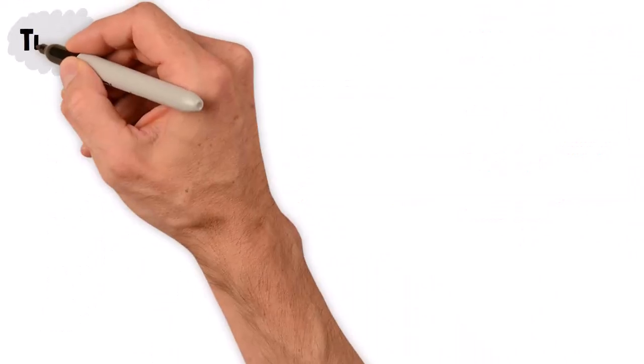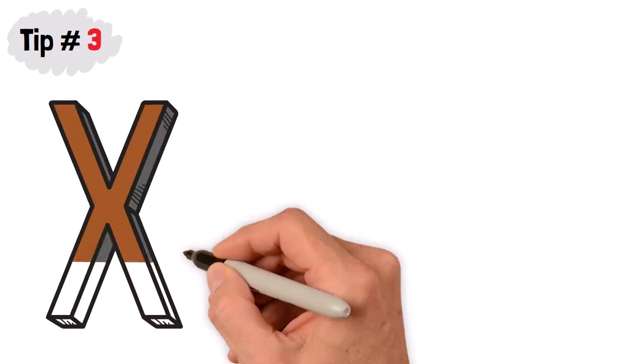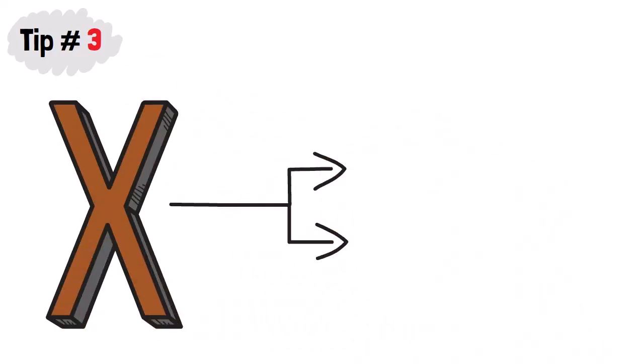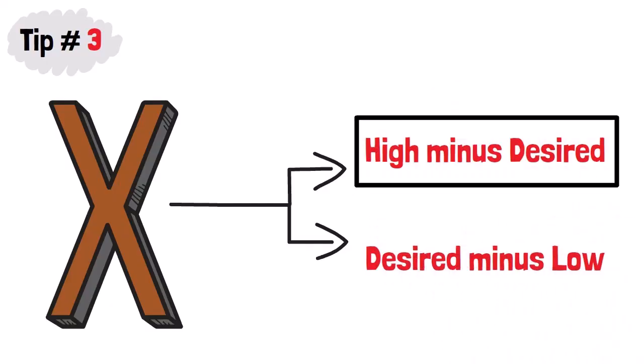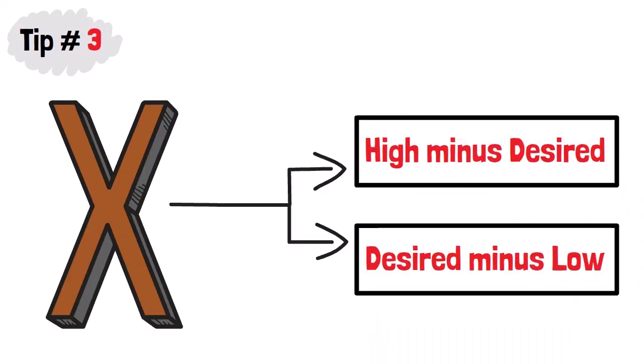Tip number 3. For alligation, always subtract diagonally. High minus desired gives you the parts of the lower strength. Desired minus low gives you the parts of the higher strength.